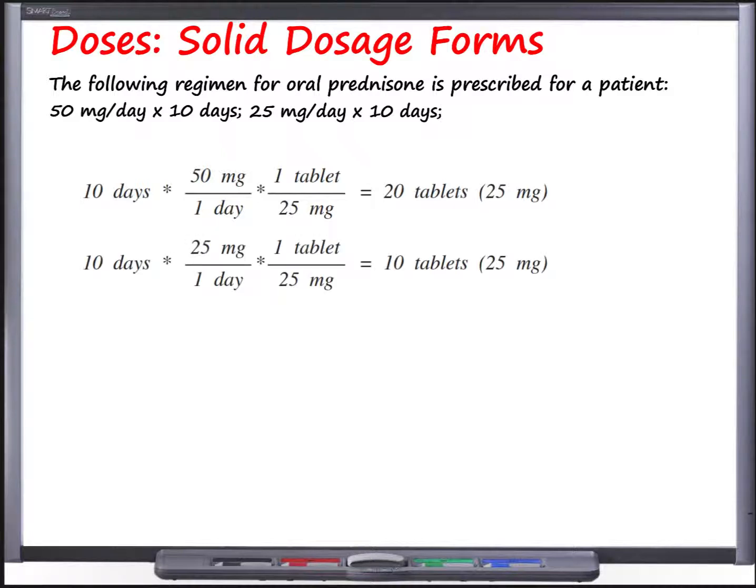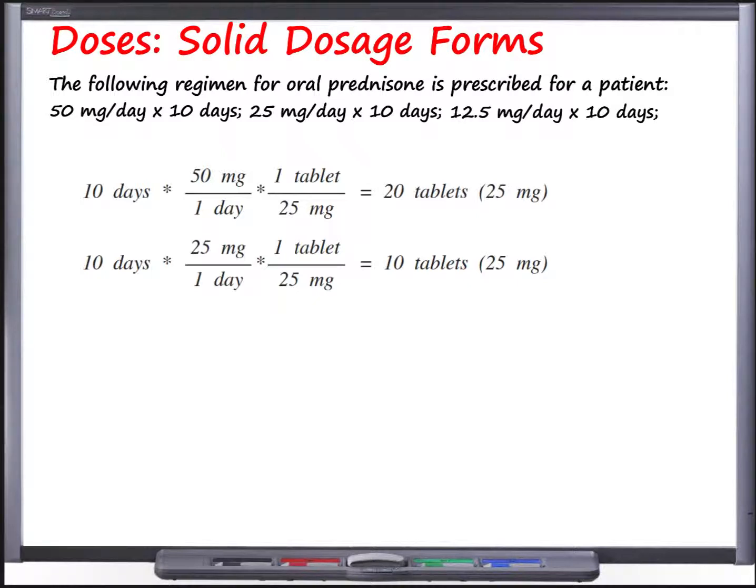So here's the same setup for the same formula, but now we're going to do 10 days at, as you can see, 25 milligrams over every 1 day. And again, times 1 tablet has 25 milligrams. So 10 times 25 would equal 250, divided by 25 would equal the 10 tablets needed to provide those 10 days worth of dosing. Okay, the next section is to provide 12.5 milligrams a day for 10 days.